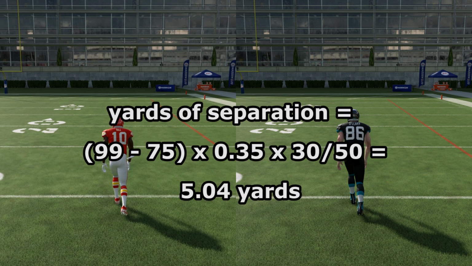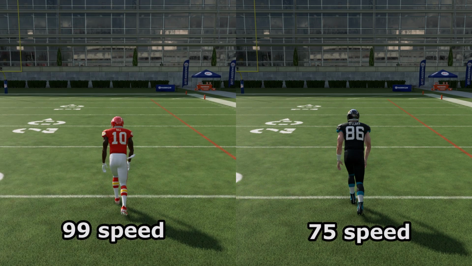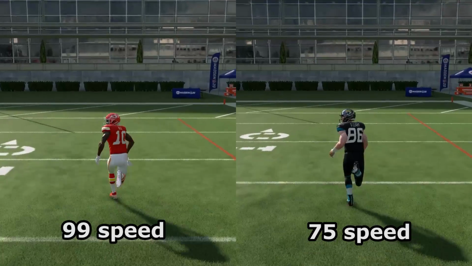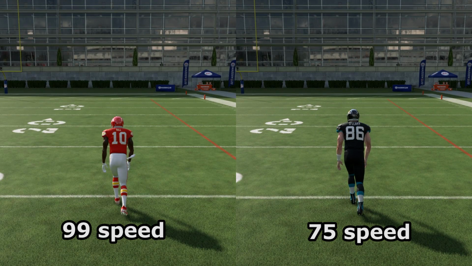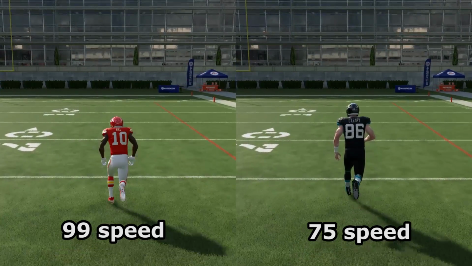Plugging these values into the equation, we find that Hill should gain just a tad over 5 yards of separation over those 30 yards. When we have them run the 30 yards side by side, Tyreek Hill reaches the goal line right when Nick O'Leary is on the 5-yard line, meaning the equation got it right, and making me feel pretty confident that the equation works for calculating yards of separation between any two players in the game over any distance. But anyway, that's all I have for you guys in this video.